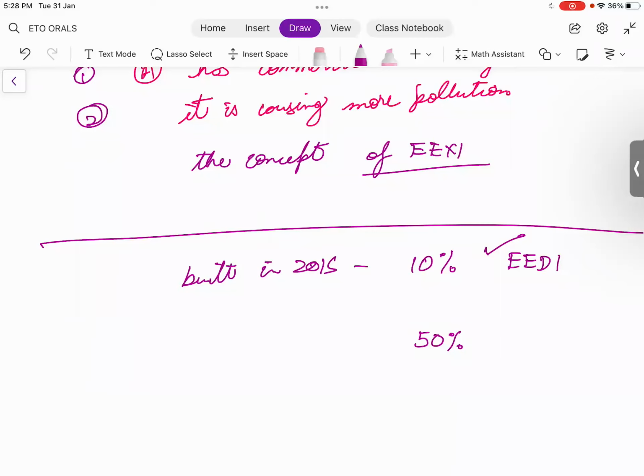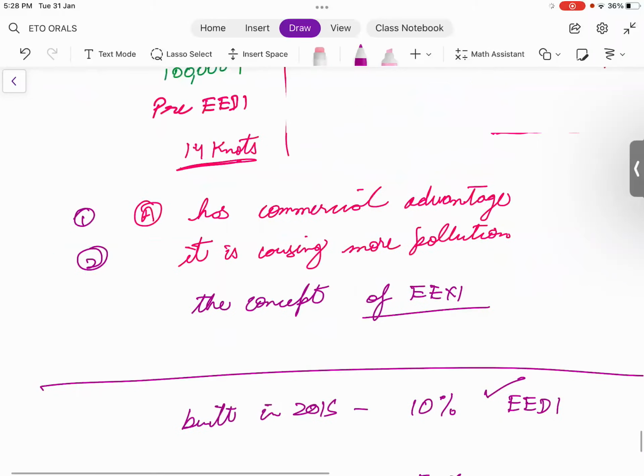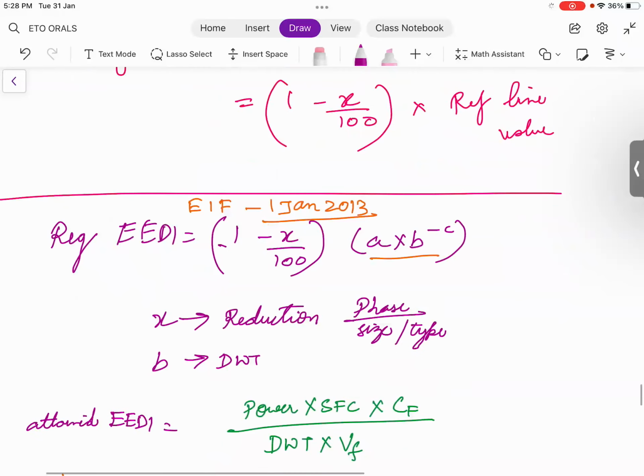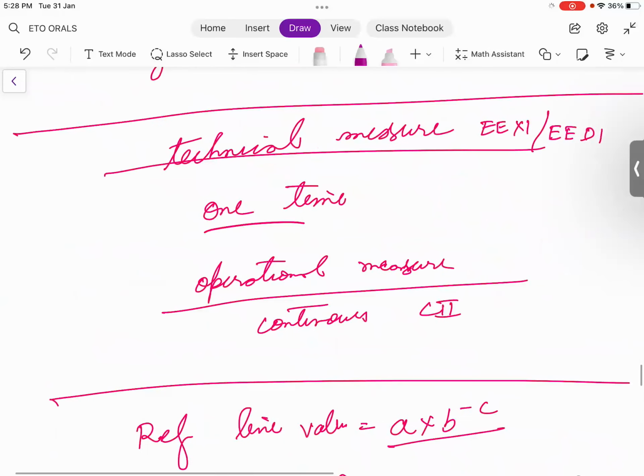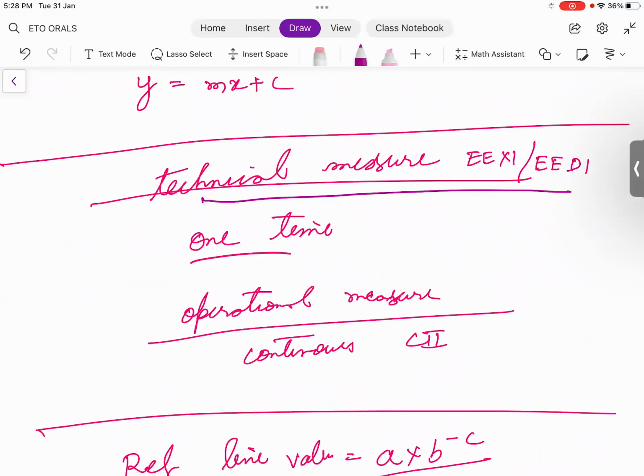It doesn't depend on any phase. Like if you are built in 2013 and you're getting the phase 1 certification, then you do not need any other certification when you are going to other phases. Yes, correct. Because it is a technical measure, right? What did I tell you? These are technical measures. See, technical measures are EDI and EEXI. One time you have to comply. Once complied, it's done. No issue later.